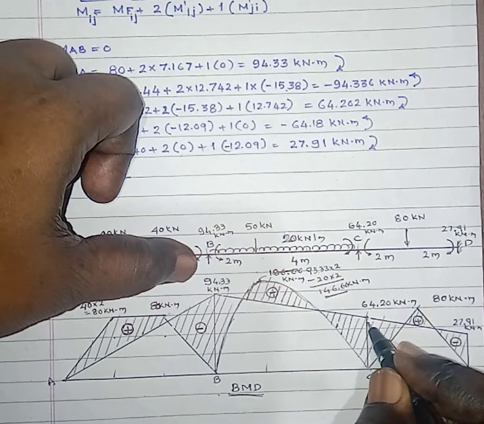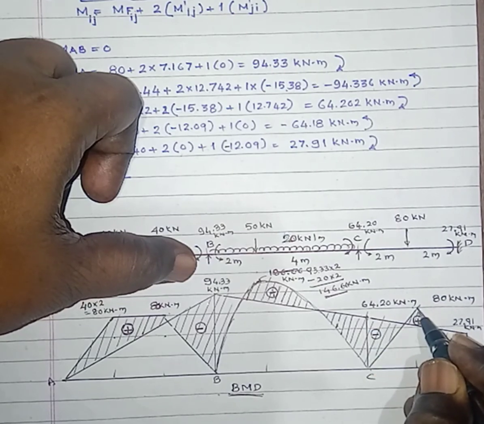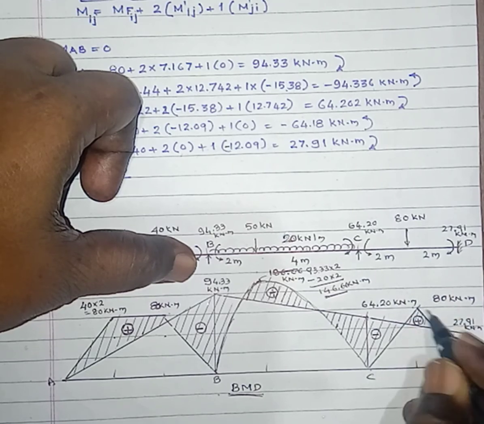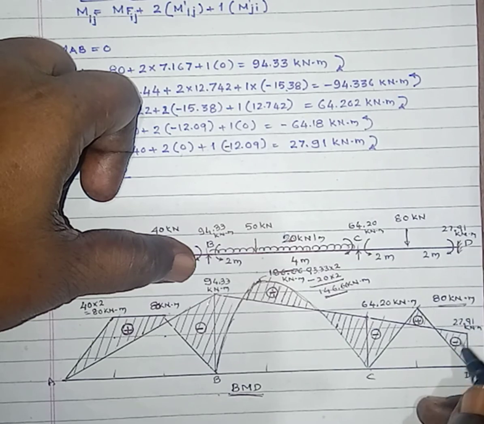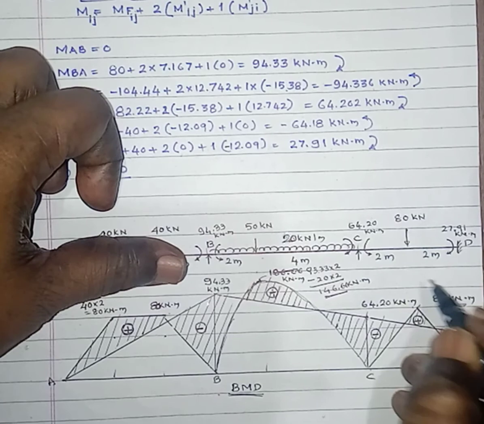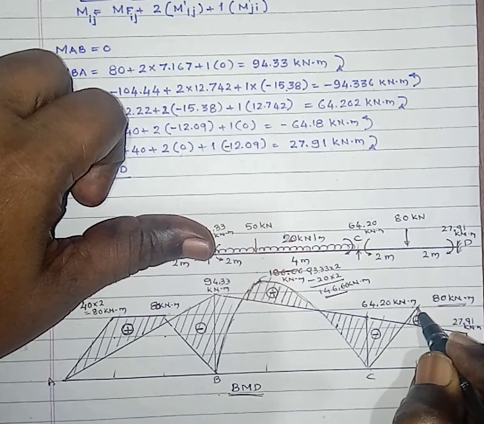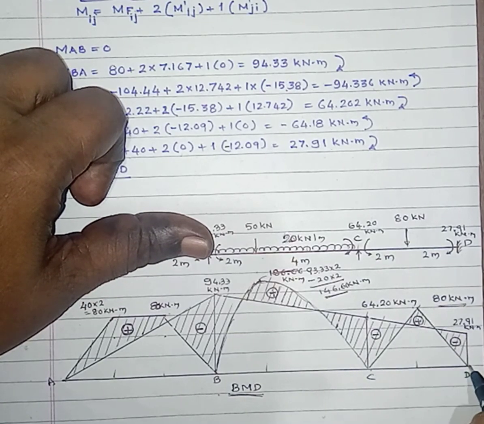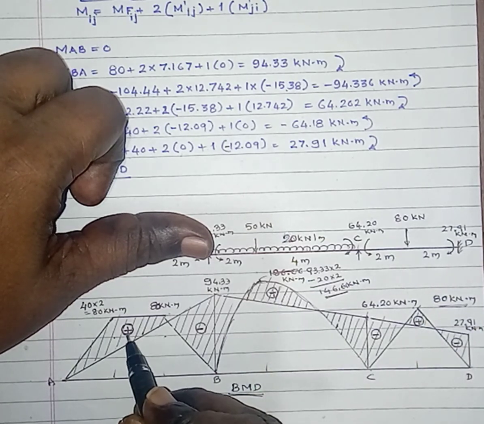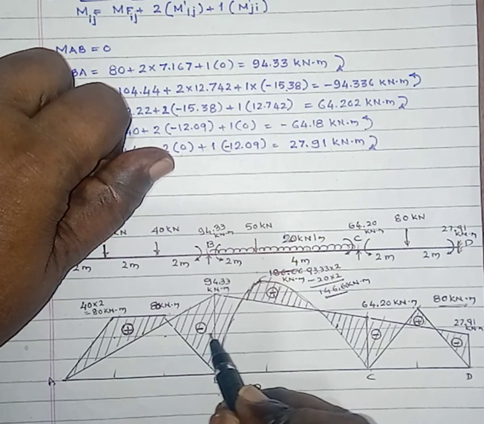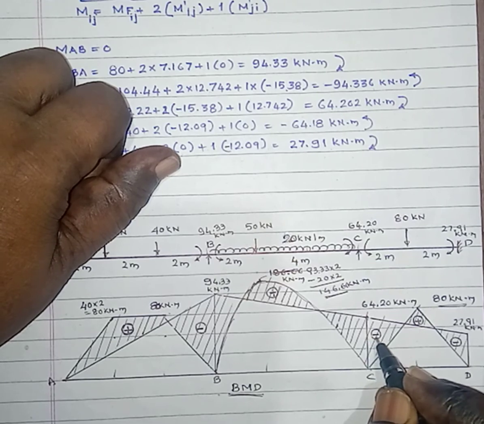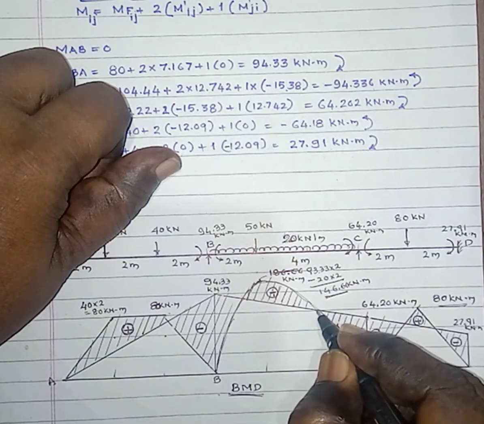Then coming to the next span, here it is subjected to point load of 80 kilonewton. The support reactions are 40 each. 40 into 2, that is 80 kilonewton meter. This is the maximum ordinate of the simply supported beam bending moment due to point load. That is, the ordinate is maximum below the point load. At the support it is 0. By overlapping, we can show the bending moment diagram. At the center it is positive and at the supports it is negative at B and C respectively. Here these are the 2 points of contraflexure.